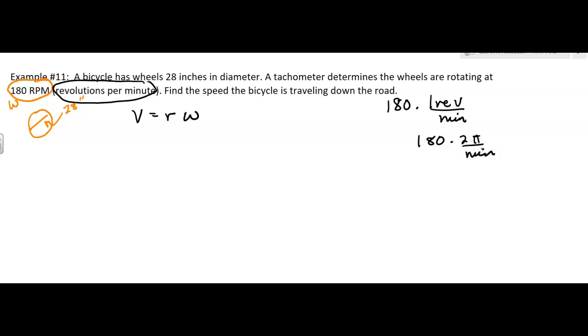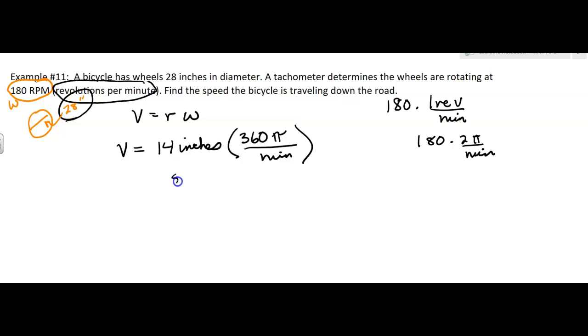All right, so our linear speed is going to be the radius. Now the diameter was 28, so the radius is 14, and that's in inches, times omega, which is 360 pi per minute. Okay, and then we can multiply that out. What's 14 times 360? 5,040 pi, and that's in inches per minute.